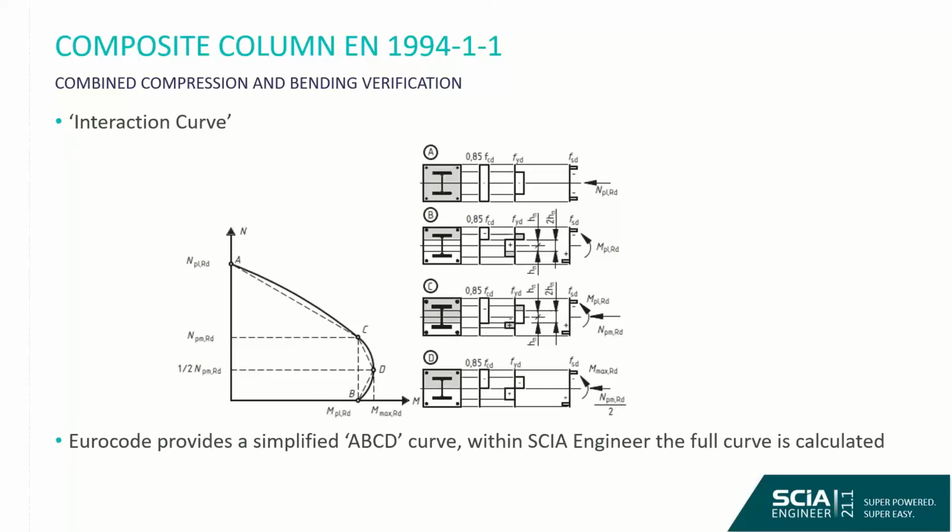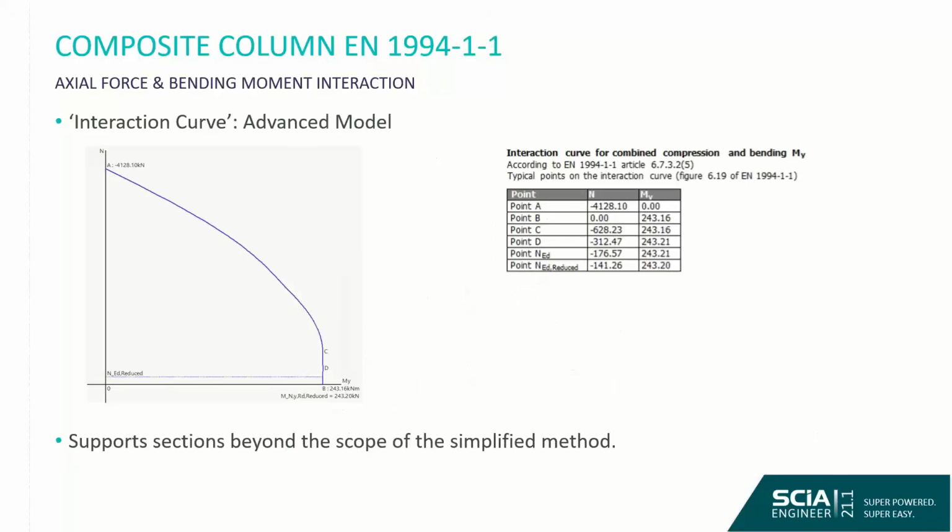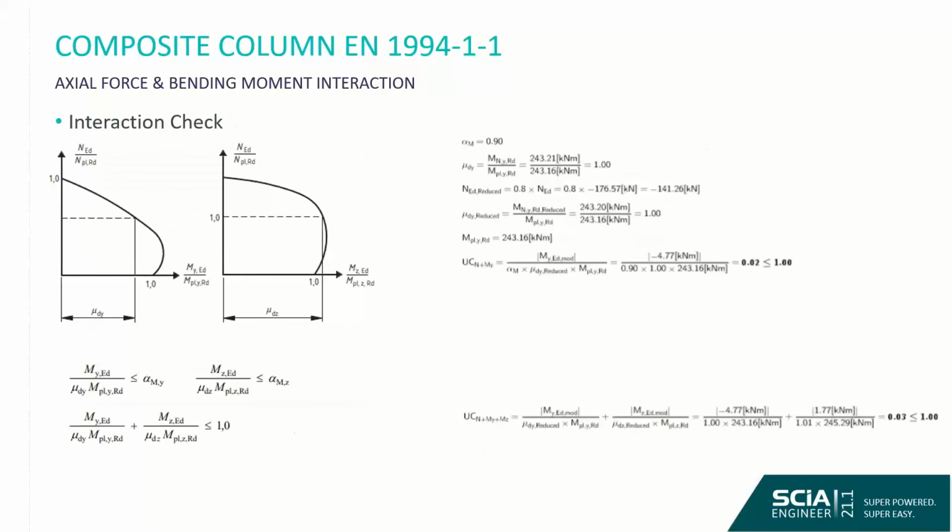But SCIA Engineer will actually calculate all of these resistances precisely, and what you get in SCIA Engineer is the full black line, and you see that it will offer us some extra capacity compared to what the Eurocode will tell us, thanks to this accurate calculation of all of the points on the curve. Here you see the way the interaction curve is shown in SCIA Engineer, as well as the points that are referred to in the Eurocode if you want to check it with comparison to the Eurocode methods.